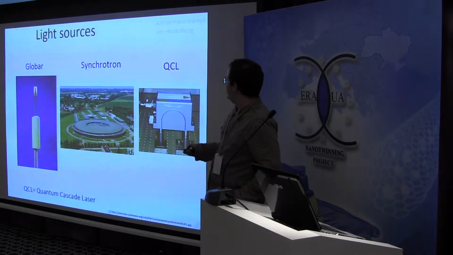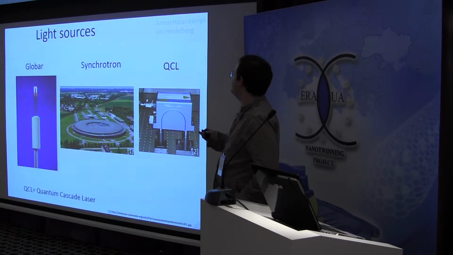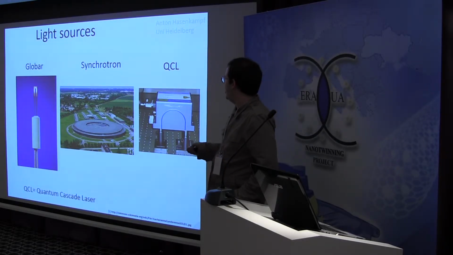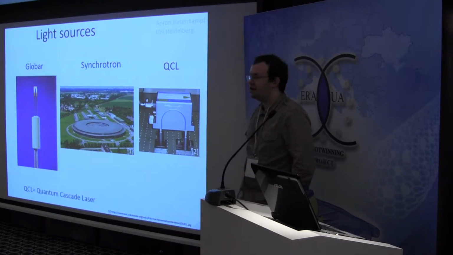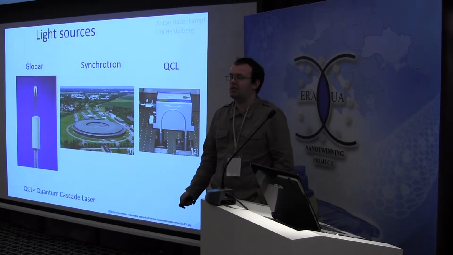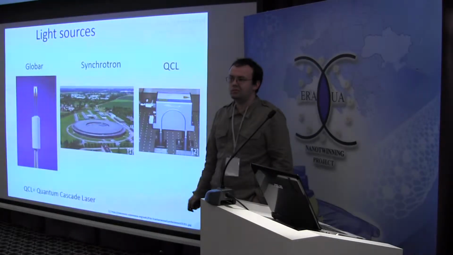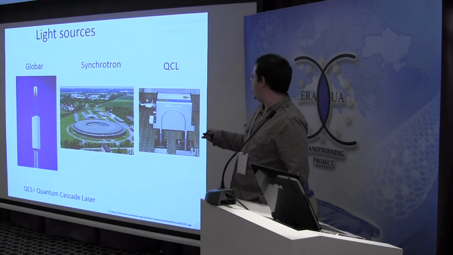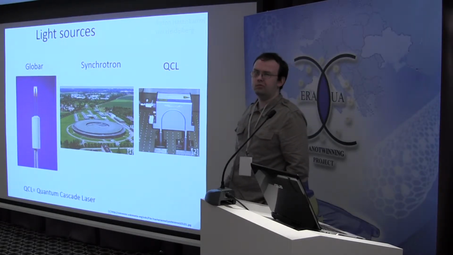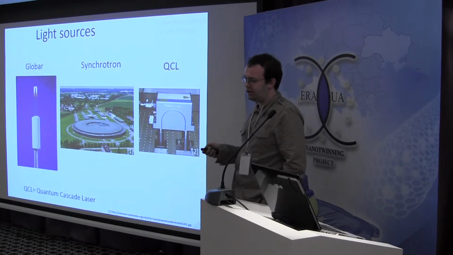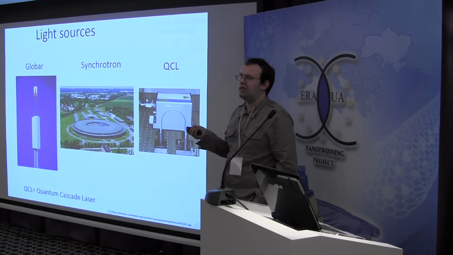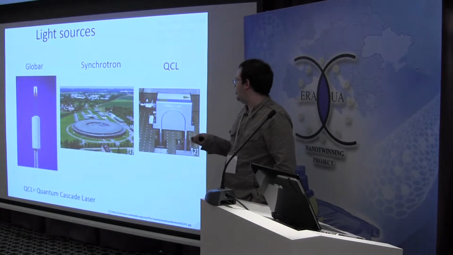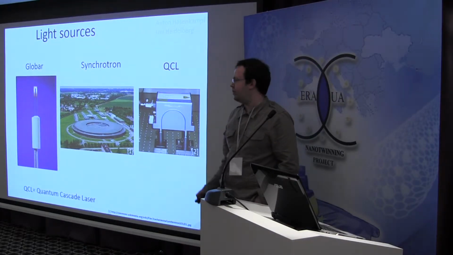Here you see pictures of the traditional light sources for the FTIR. First, here you see the globar. It's a glowing stick like in a light bulb. It consists here, in this case, of silicon carbide, which is heated with electric power to 1500 degrees Celsius and emits in the infrared. The infrared is collected and used for spectroscopy.